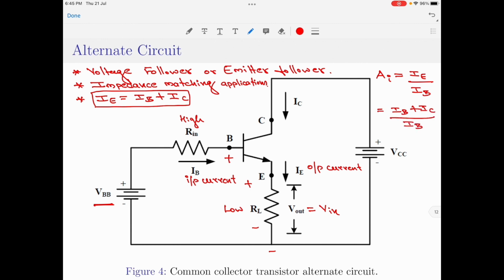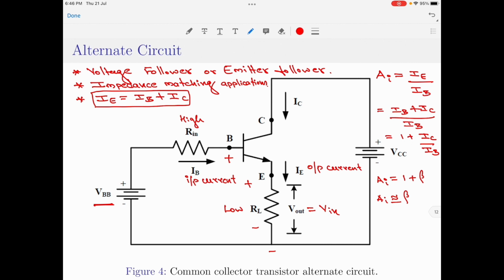So, this will become 1 plus IC divided by IB. So, the final expression for the current gain AI is equal to 1 plus. Please note the ratio of collector current to base current, as we previously discussed, is equal to beta, the common emitter current gain. So, we can now say that in the common collector configuration, the current gain is almost equal to beta, which is the common emitter current gain.